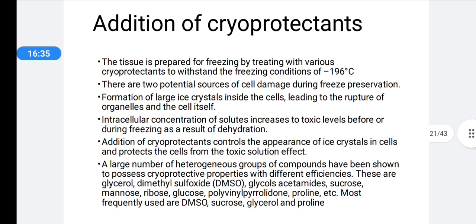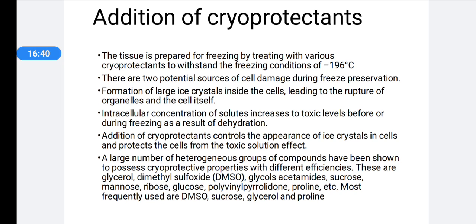The next step is the addition of cryoprotectants. We have to prepare the tissue or cells to withstand the freezing conditions, as we will go below minus 196 degrees Celsius. So we prepare them by adding cryoprotectants. As we discussed before, there are two potential sources of cell damage during cryopreservation. The first one is the formation of ice crystals inside the cells. What will happen if ice crystals form inside the cell? It will lead to rupture of the cell organelles, and also the rupture of the cell.